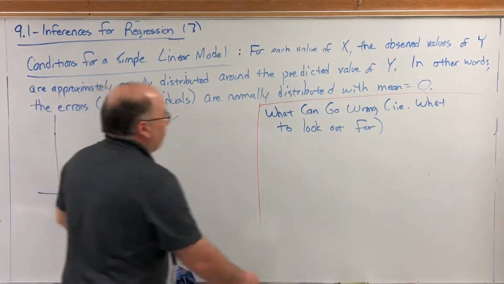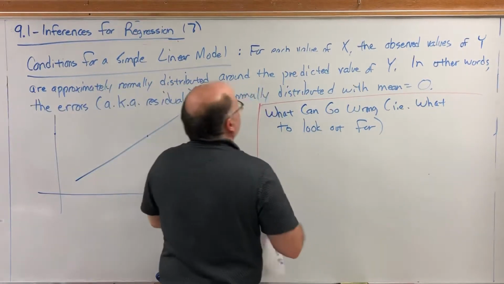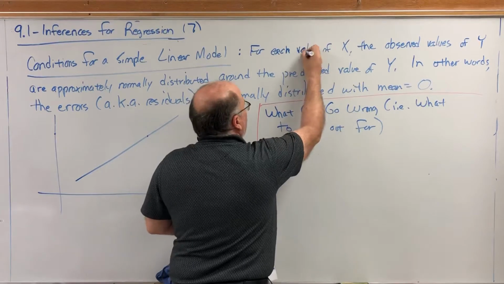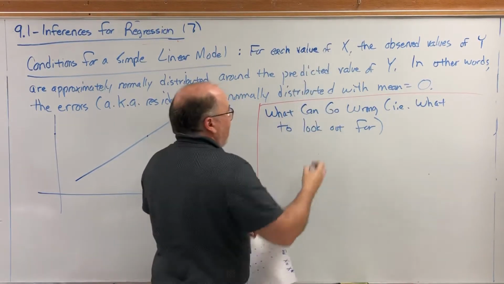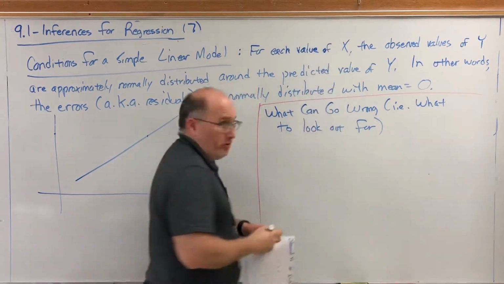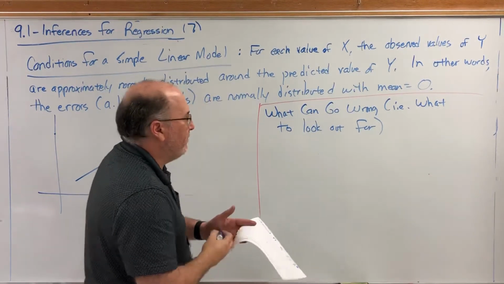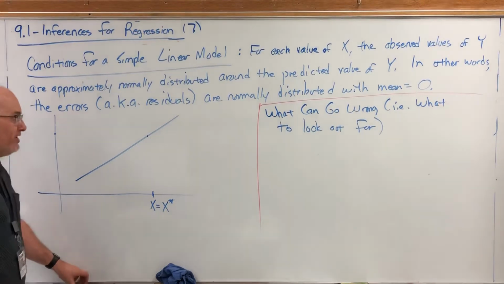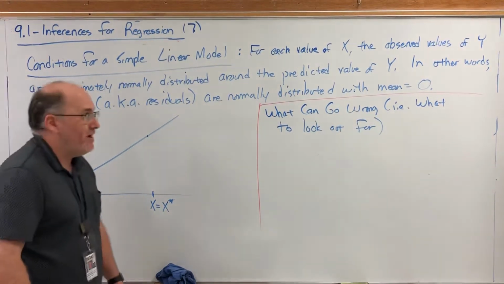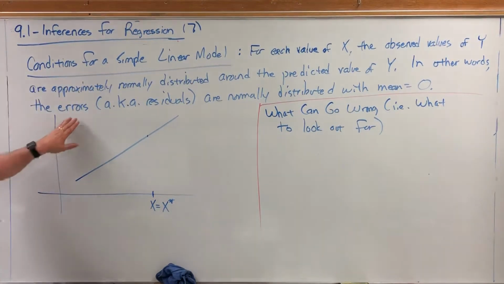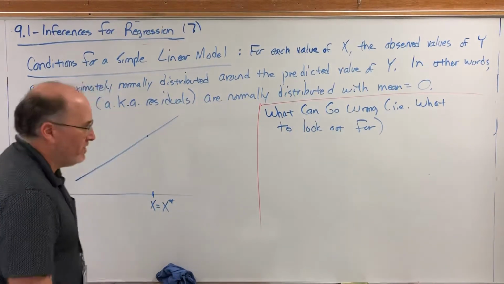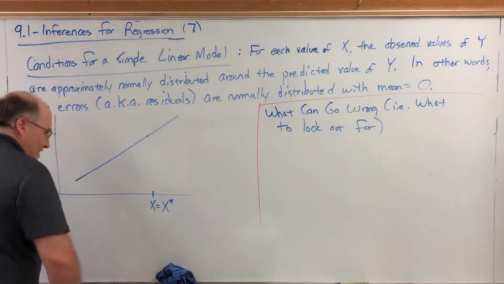Apparently, I've got some erasure here. My apologies. For each value of x that we observe, the observed values of y are approximately normally distributed around the predicted value of y. In other words, the errors, aka the residuals, are normally distributed with the mean of 0. Now what the heck does that mean?